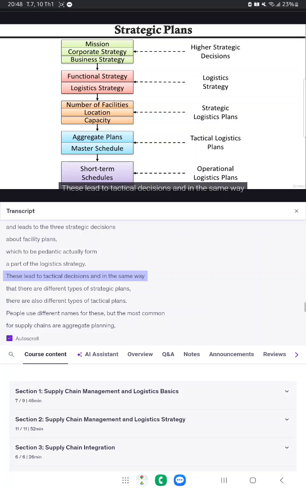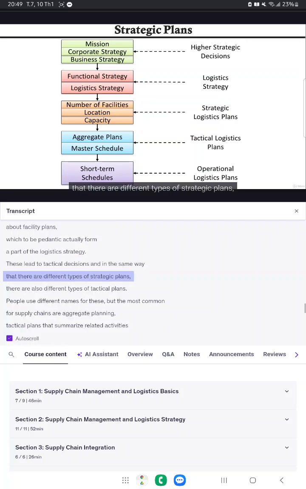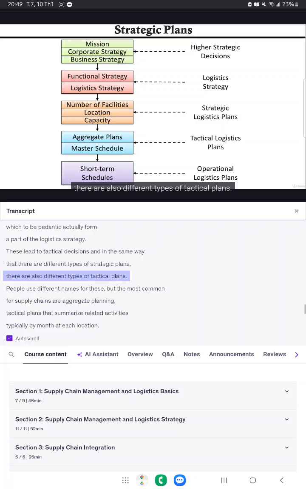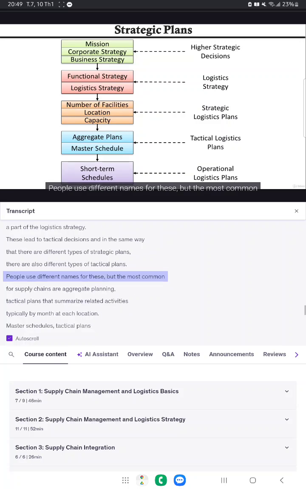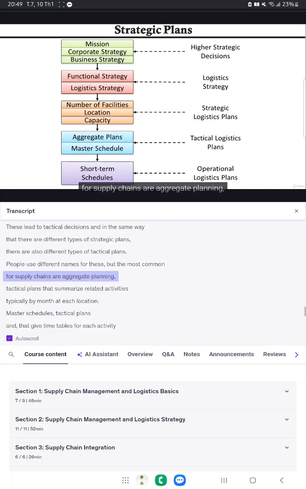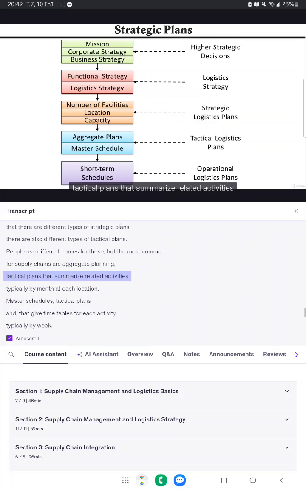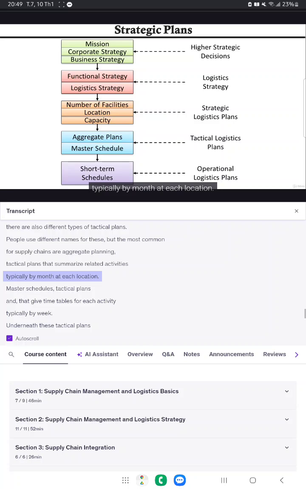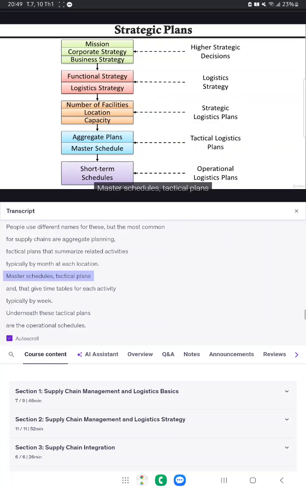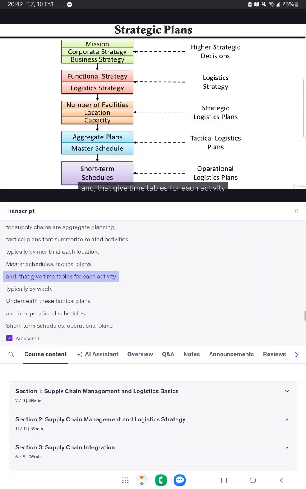These lead to tactical decisions, and in the same way that there are different types of strategic plans, there are also different types of tactical plans. People use different names for these, but the most common for supply chains are aggregate planning, tactical plans that summarize related activities typically by month at each location, and master schedules, tactical plans that give timetables for each activity typically by week.